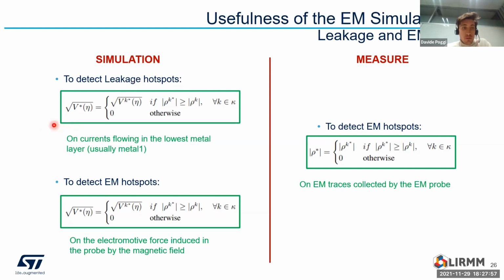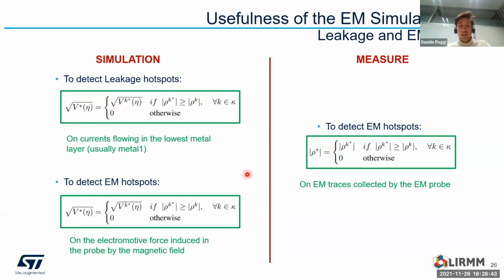To detect leakage hotspots, we will apply the criteria that we saw. So we will compute the noise to add only if the correlation of the correct key stands out from all other key hypotheses. And we will apply this criteria on the currents flowing, so not the electromotive force, but the currents flowing in the lowest metal layer, that normally is the metal 1. And to detect EM hotspots, that are the positions where we have to place an EM probe to effectively capture a leakage, we apply exactly the same criteria, but this time on the electromotive force simulated with our simulation flow.